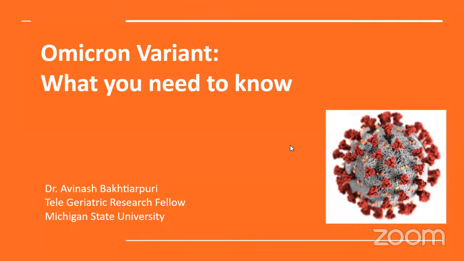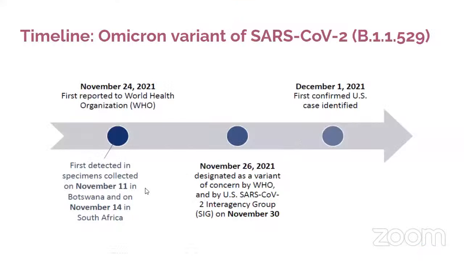Okay, so this is a short presentation on the Omicron variant. The first cases of Omicron were detected on November 11 and November 14 in South Africa. It was first reported to the WHO on November 24, and on November 26, the WHO designated it a variant of concern. We will discuss later what a variant of concern is. And on December 1, the first case in the US was identified.